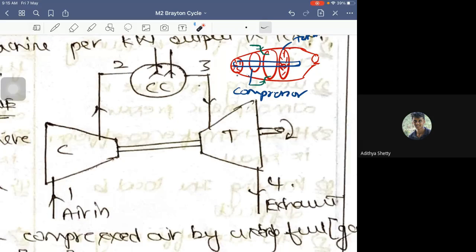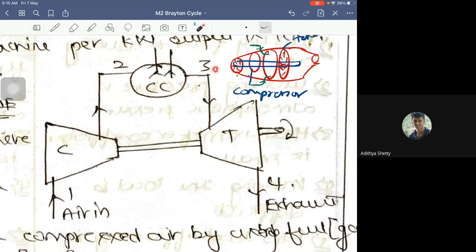What happens is air is let in. It is compressed from state 1 to state 2. Now the air is getting compressed. At this point, it is high pressure air to which heat is added in the combustion chamber, and it reaches state 3. At state 3, it is high pressure and high temperature gas.